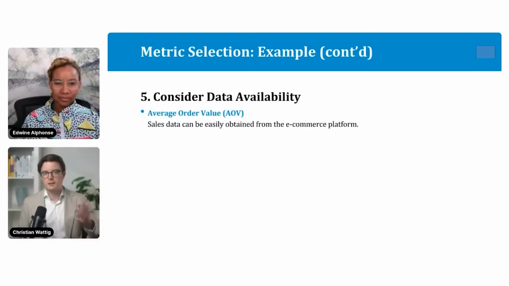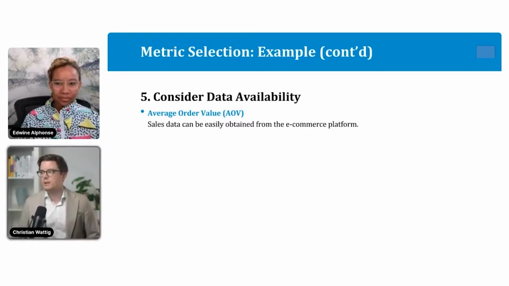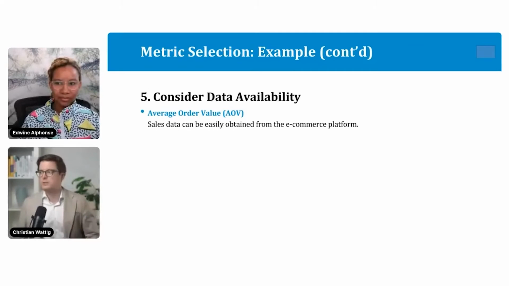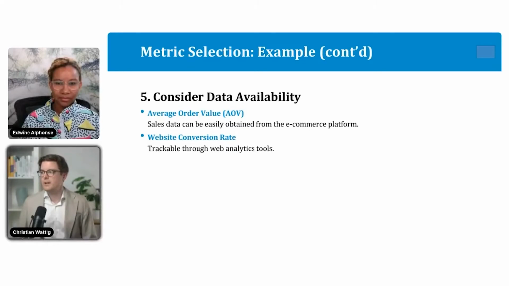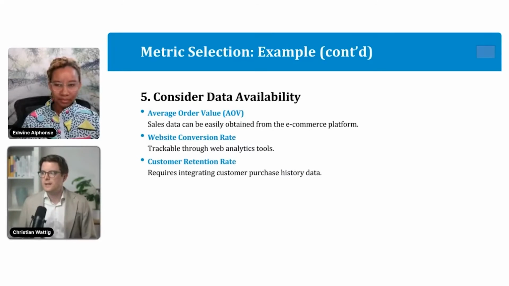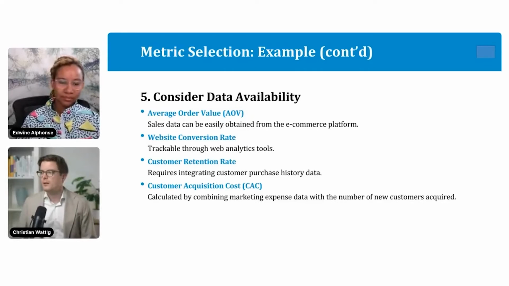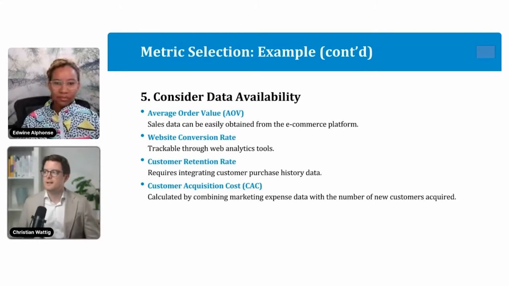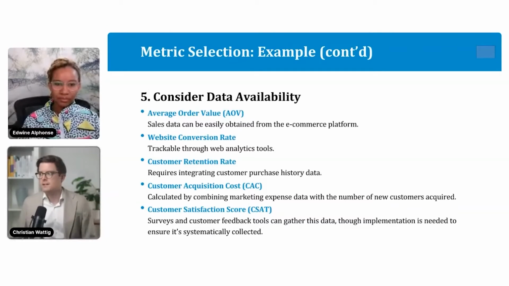So for example, in this case, average order value, you can easily get that from your e-commerce platform, no issue there. Website conversion rate, you should have an analytics tool to do that. Customer retention rate, now this is a little bit more complicated perhaps because you need to integrate the history. Customer acquisition costs, you can combine marketing expense data with new customers acquired. And then lastly, customer satisfaction score, you can use surveys to get that.